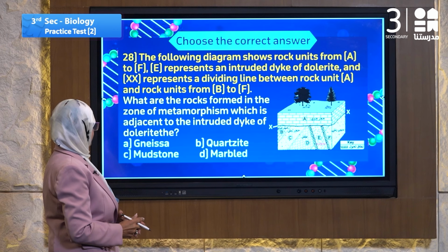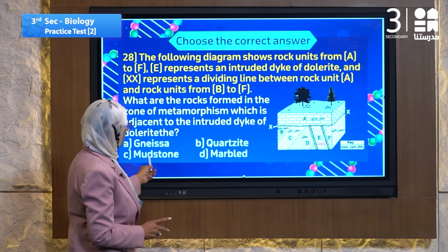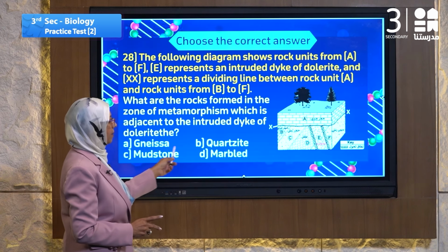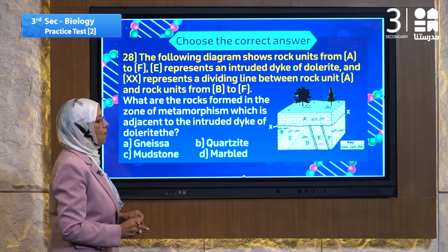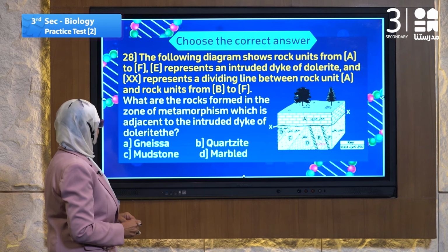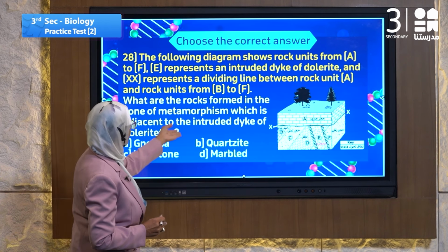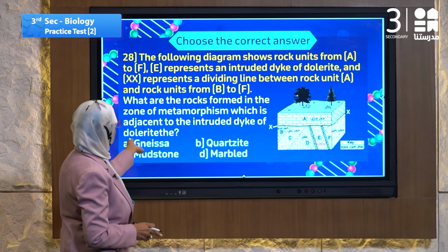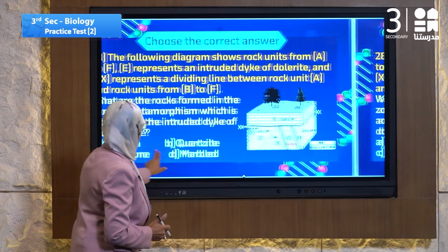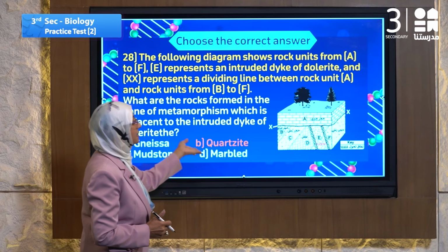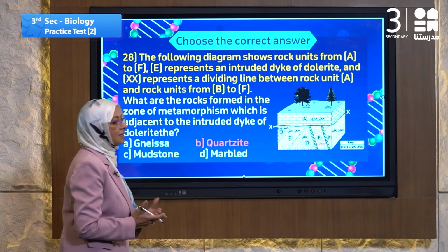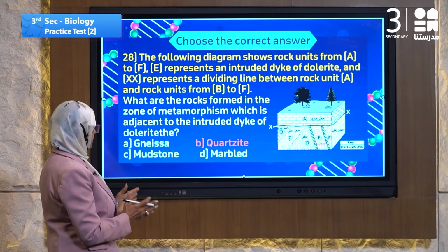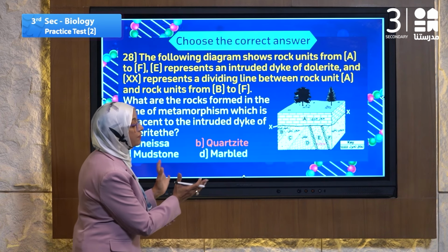Let's go. Gneiss, quartzite, mudstone, marble. So which of them will be in the zone of metamorphism adjacent to the intruded dike of dolerite? Let's go to quartzite. Quartzite is the best answer here, because it means you understand this figure.